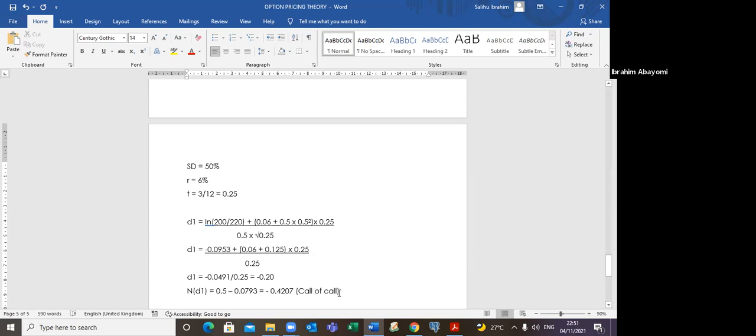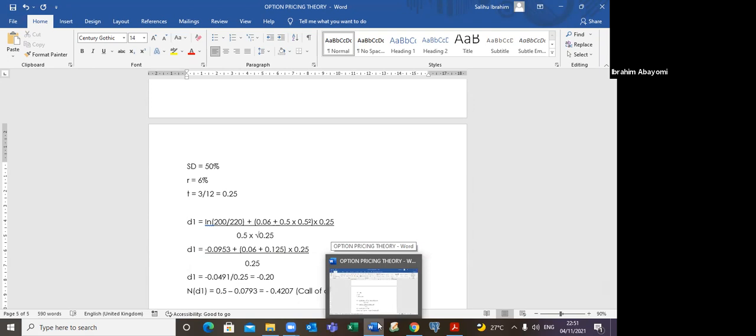So this is delta of call. Why do I say delta of call? Because it was computed using N(d1). Now, but what option am I using? Put option. So I need delta of put. Don't forget, we want to sell the shares. We want to buy an option to sell. And the option to sell is a put option.